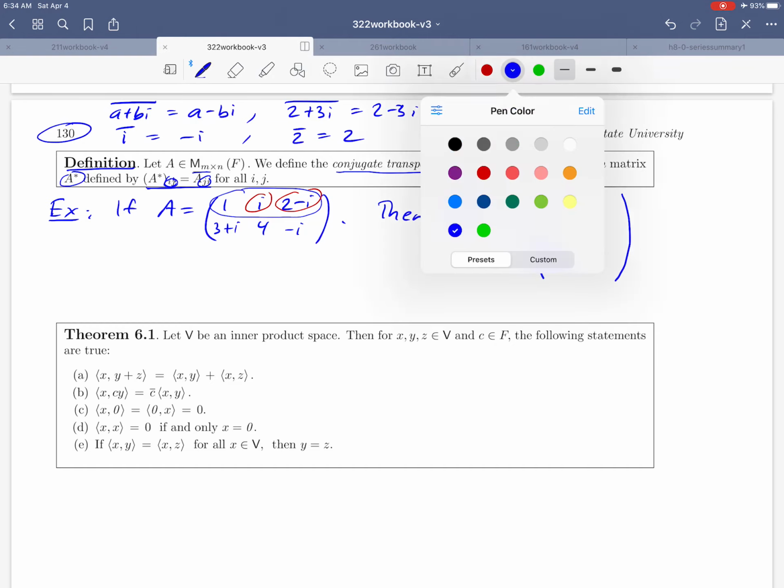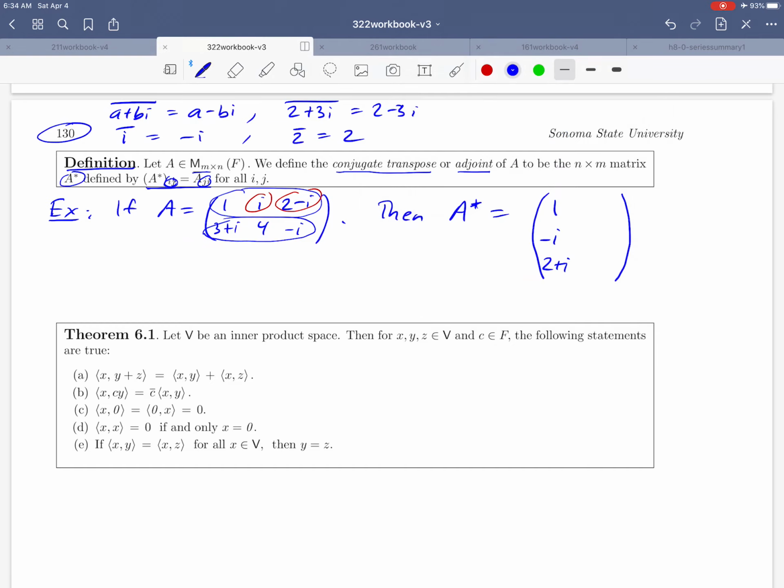Then we move on to the second row and do the same thing. That's going to become our second column, and we're going to complex conjugate every entry. 3 minus i, 4 stays the same, and negative i turns to i. And so this matrix A star is what we mean when we say the adjoint or the conjugate transpose. This matrix will come back and play a role in the very last section of the course.